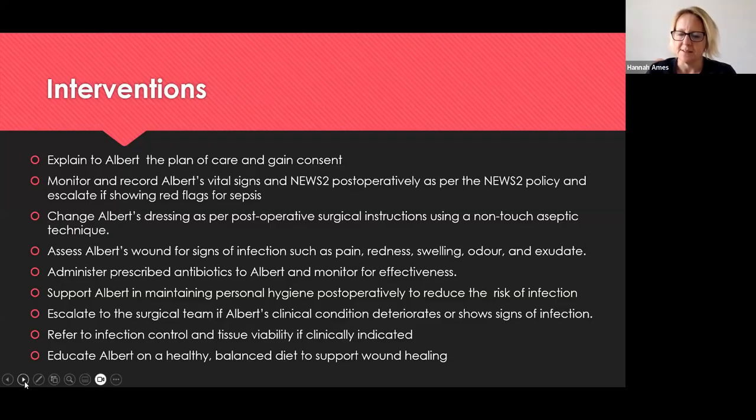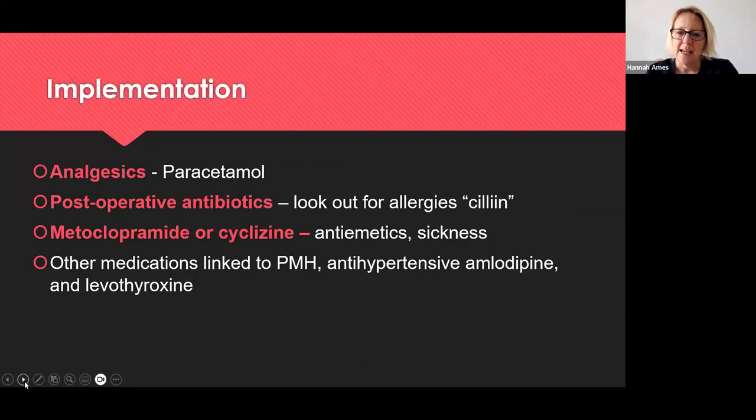We would be escalating to the surgical team if Albert's clinical condition deteriorated or the wound showed signs of infection. We could refer to infection control and tissue viability if clinically indicated. We could educate Albert on a healthy, balanced diet to support wound healing. If showing signs of wound infection, we could also take a wound swab. So thinking about all those things around standard wound management, we'd write a care plan for post-op risk of infection. So on to implementation.